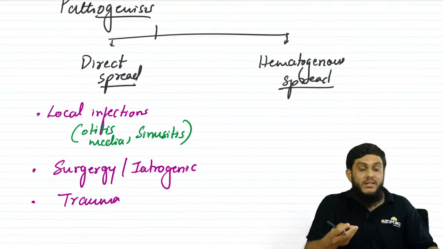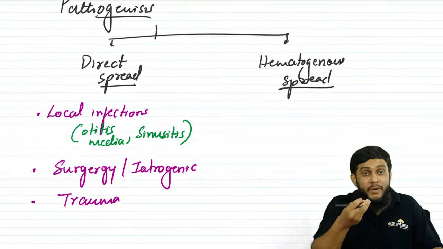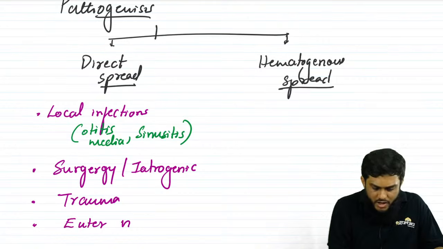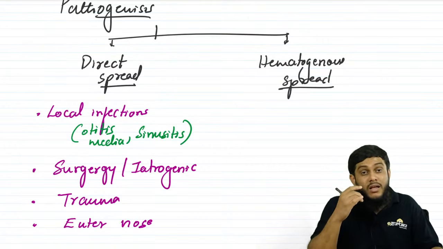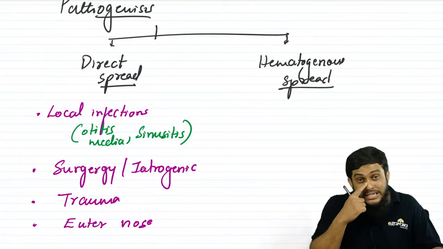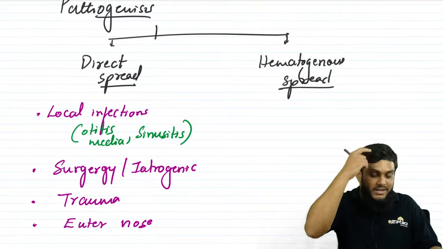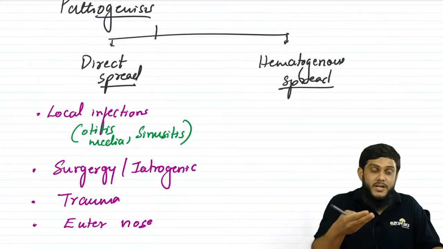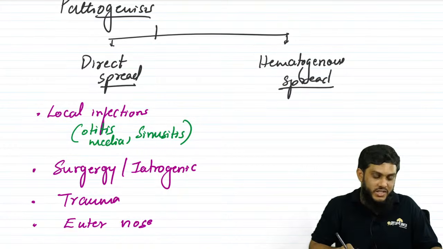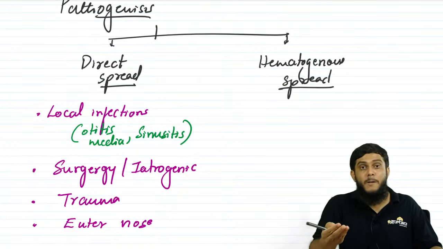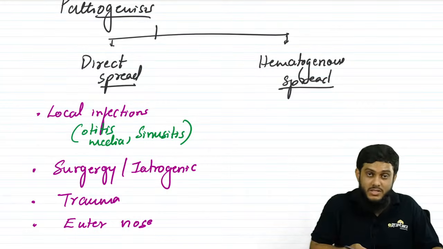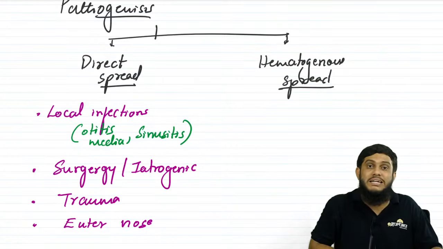So these are the things by which a few bacteria may enter via the nose. Through the nose, they can enter the olfactory nerve. From there, they can cross the cribriform plate and reach the brain. So these are the various modes of spread: direct spread by the bacteria, which may reach the brain and cause meningitis. Local infections, then surgery or iatrogenic cause, then trauma, then entry via the nose, which crosses via the olfactory nerve, crosses the cribriform plate and reaches the brain.